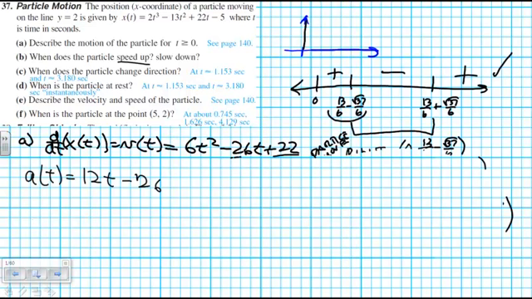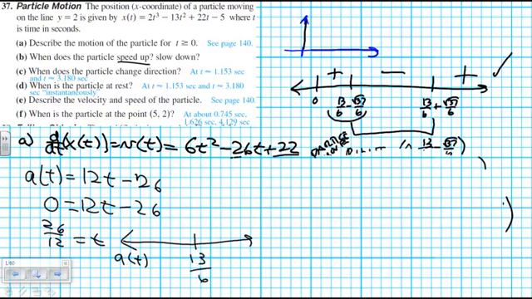Here is acceleration. When is acceleration 0? 26 divided by 12 is t. I might make a timeline for acceleration. What would that be, 13/6? And when t is pretty big, acceleration is positive, and when t is relatively small, acceleration is negative.